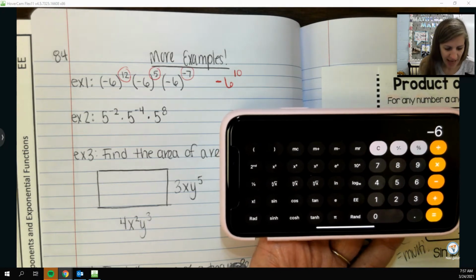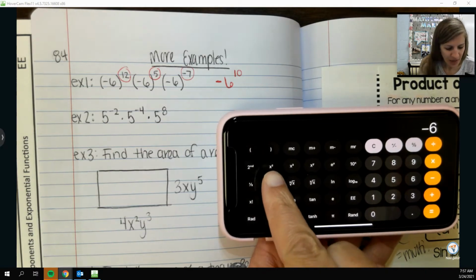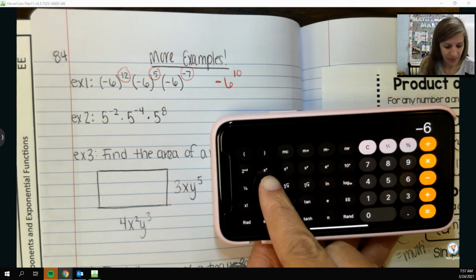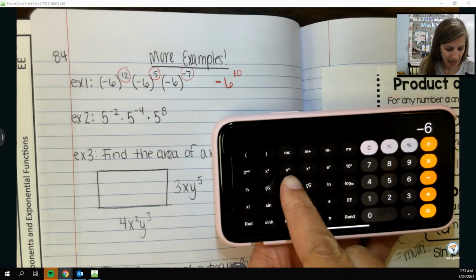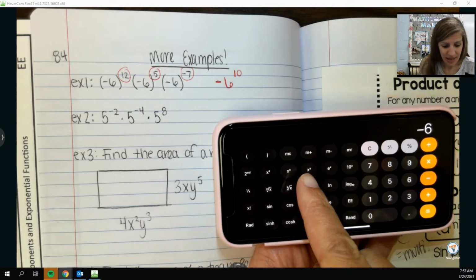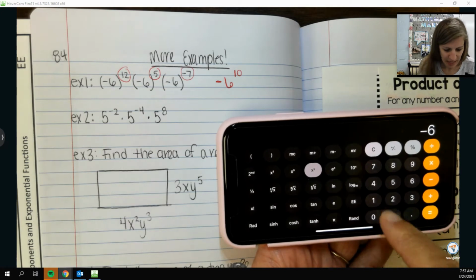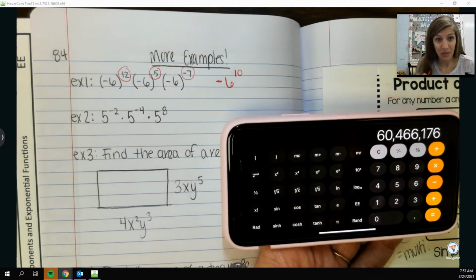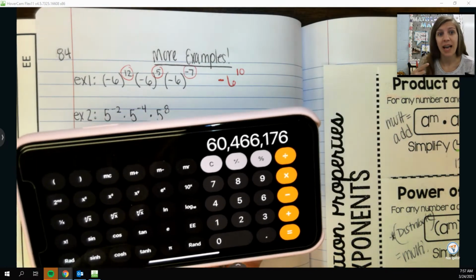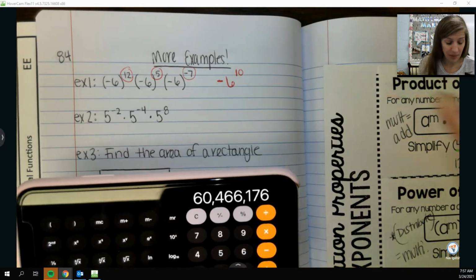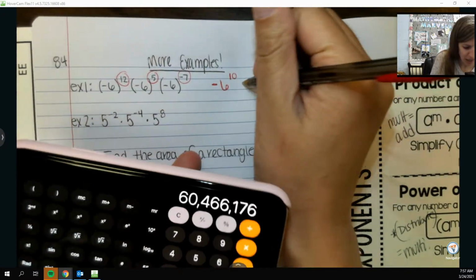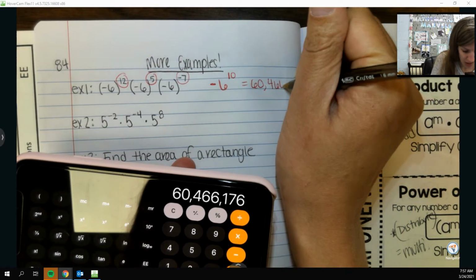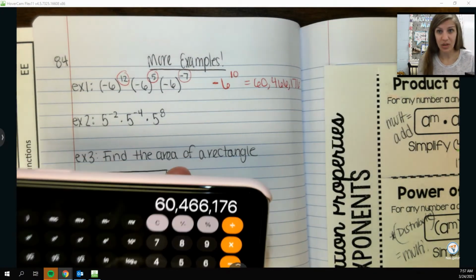-6, and then I want to raise it to a power, I have a couple of choices. Here it will allow me to raise it to the 2nd power, the 3rd power, and then here any power I want. So if I hit that button, then I'll type in 10 because that's the power that I want. And then I hit equals, and it's a real big number. And it's positive, which makes sense too, because if I have an even amount of negative numbers, and 10 is an even number, overall I should be positive. So this simplifies to 60,466,176. Holy smokes.